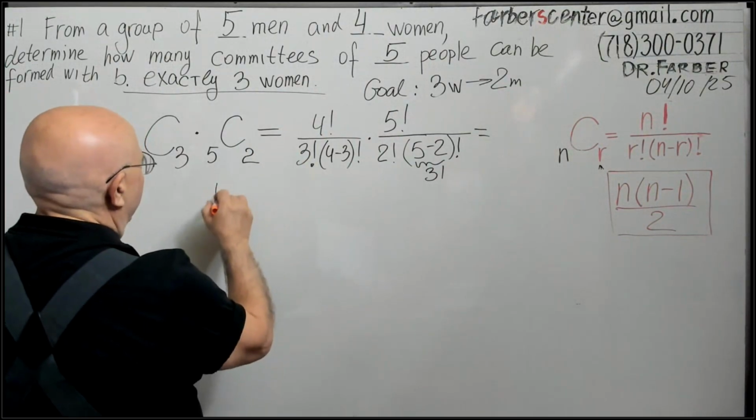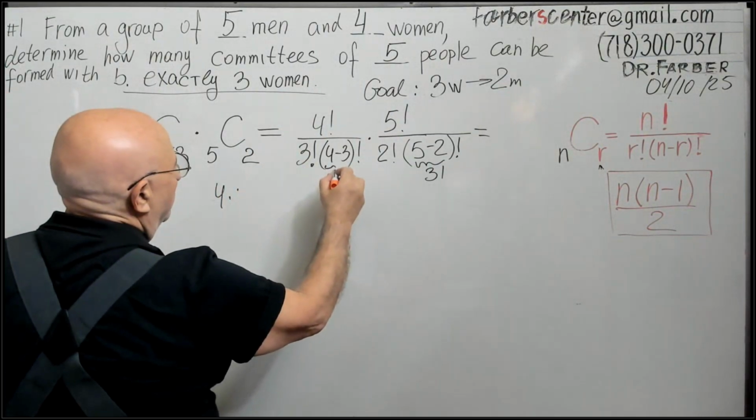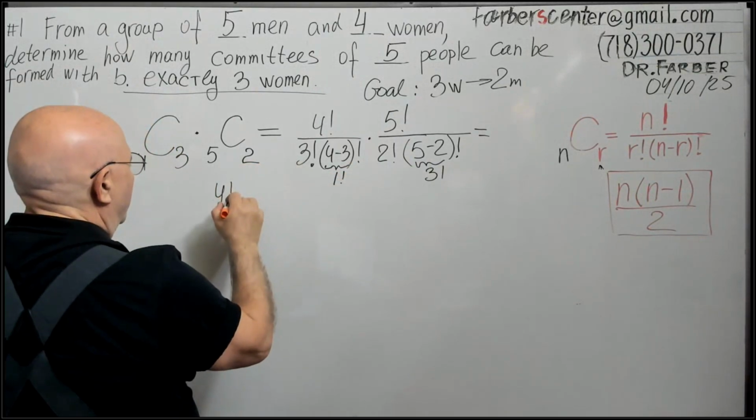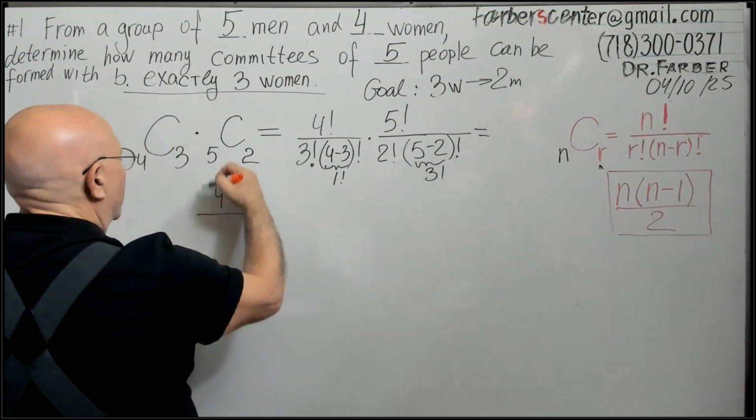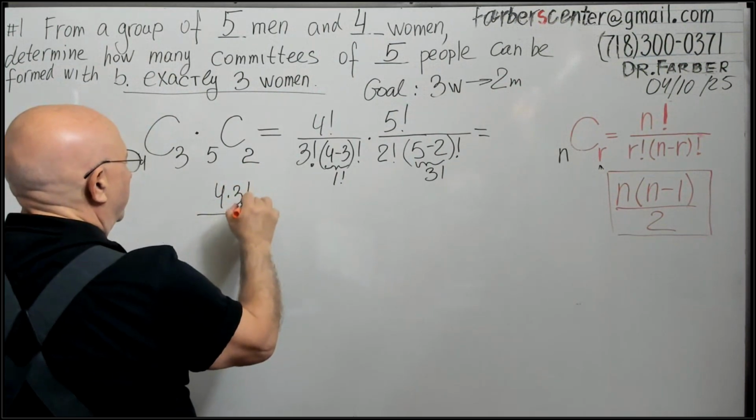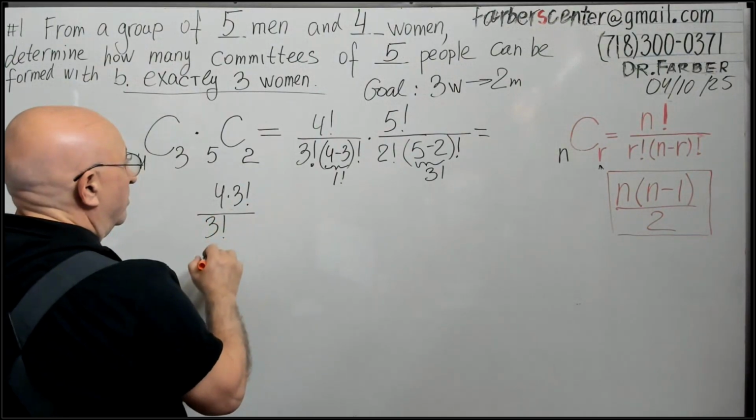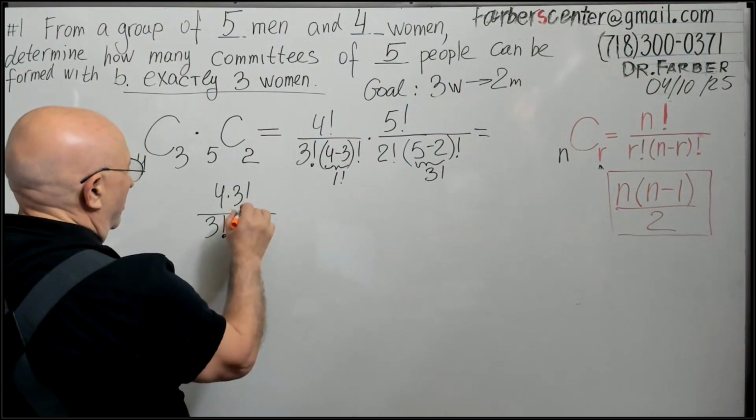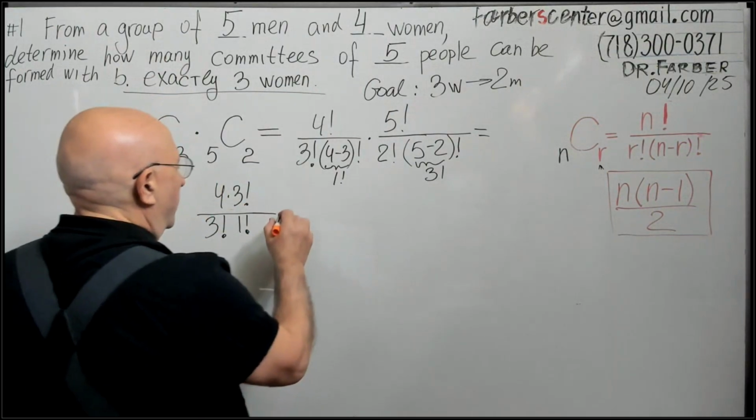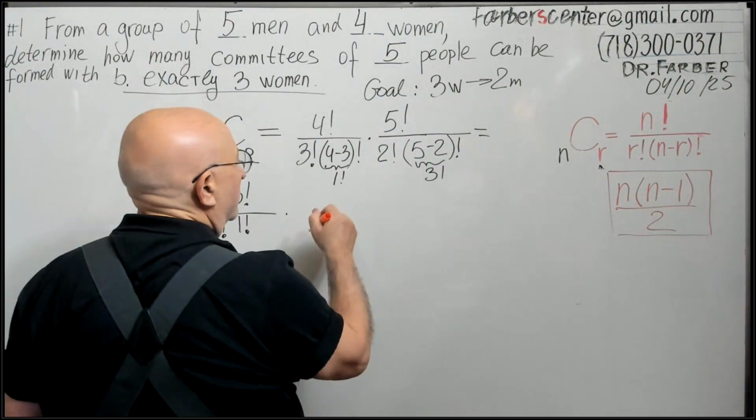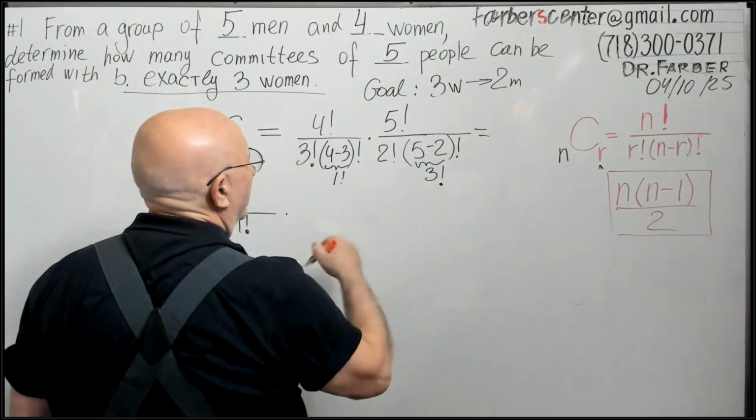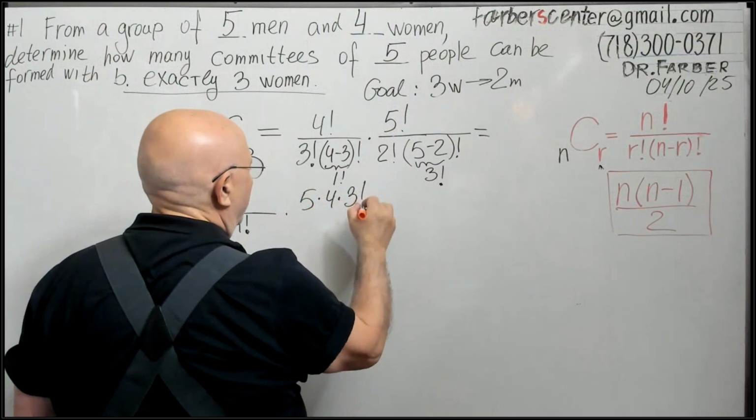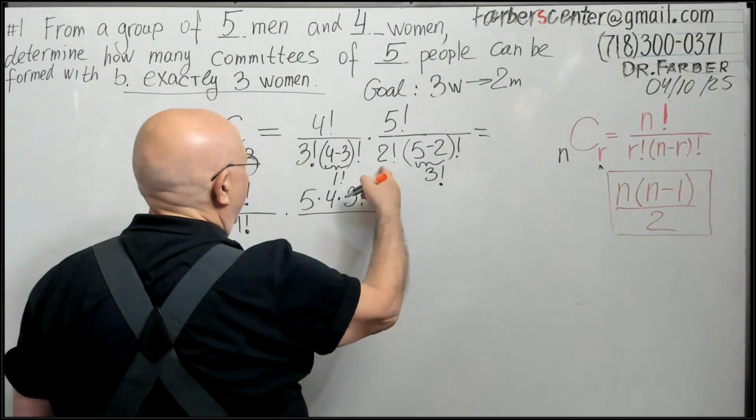What is 4 factorial? It's the same as 4 times 3 factorial. This is 1 factorial. Obviously, the biggest factorial here will be 4 factorial. 4 times 3 factorial, divided by 3 factorial, and divided by 1 factorial, which is 1. Multiply by, this is 3 factorial. So it's 5 times 4 times 3 factorial, divided by 2.